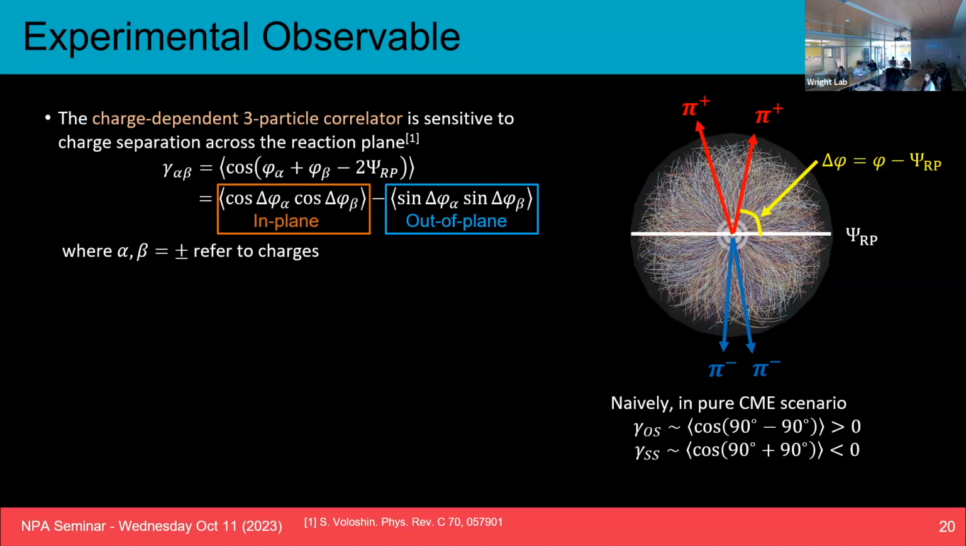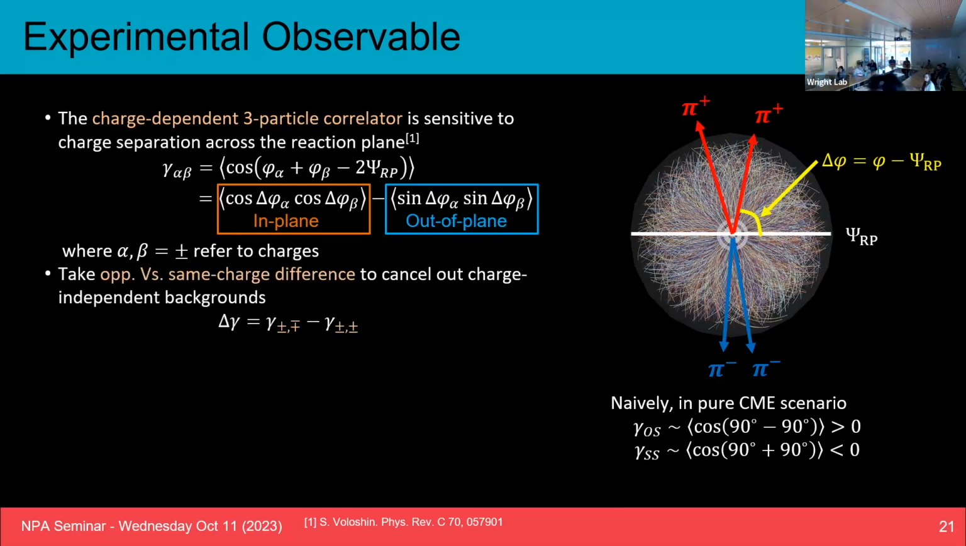And you can sort of see it's not hard to see why it works, because in this very ideal case, imagine you have two positive going out and two negatives going down. We take a difference of the angle. In a pure CME scenario, this alpha and beta means the sign of charge. So you can have different opposite sign combinations and the same sign. They will give a different sign from this correlation.